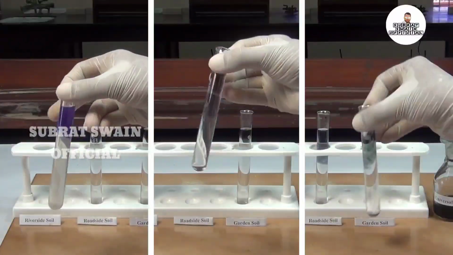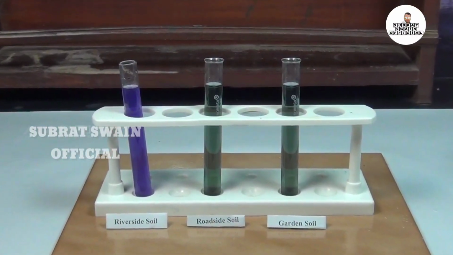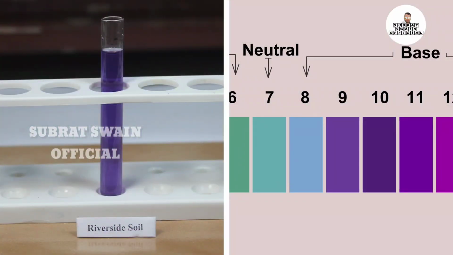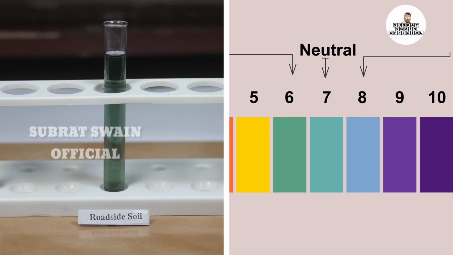Shake the solution to mix it well. Note the color developed and compare it with the color chart. We can observe that riverside soil has pH 9 and garden soil and roadside soil have pH 7.